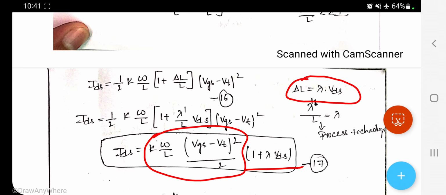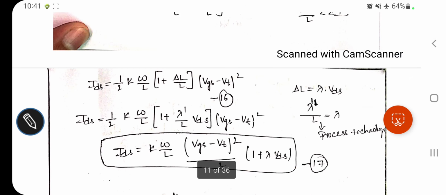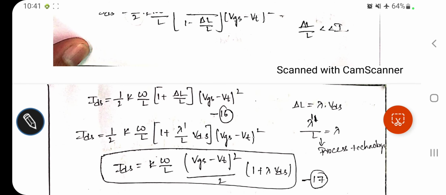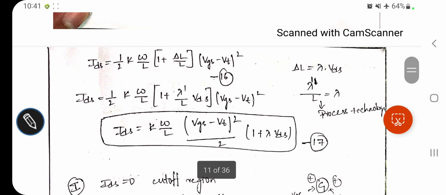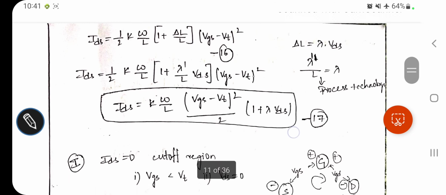Extra, what we got here is lambda dash by L into VDS. This lambda dash by L is taken as lambda, which depends on the process technology. Okay, channel length, how it is going to be modified: 1 plus lambda into VDS. So the main important thing you have to remember is what channel length modulation is, that is, the length of the channel is going to be modified with respect to the applied VDS, right?